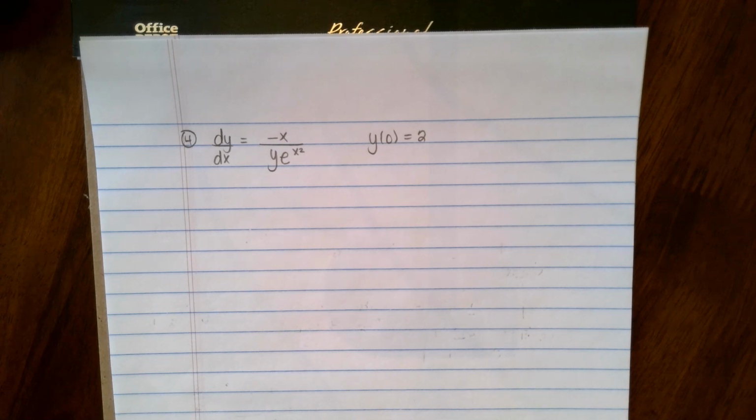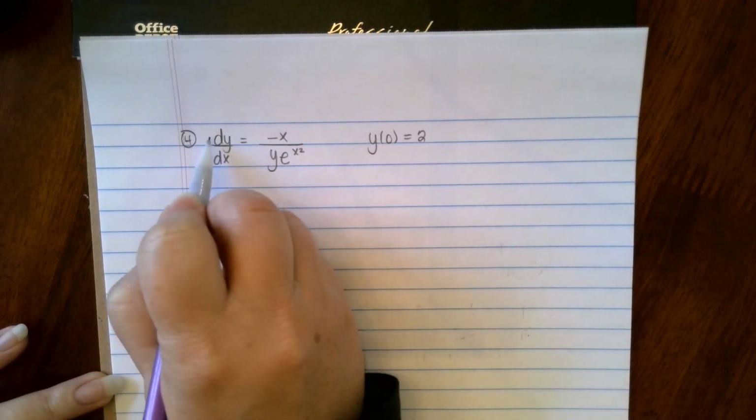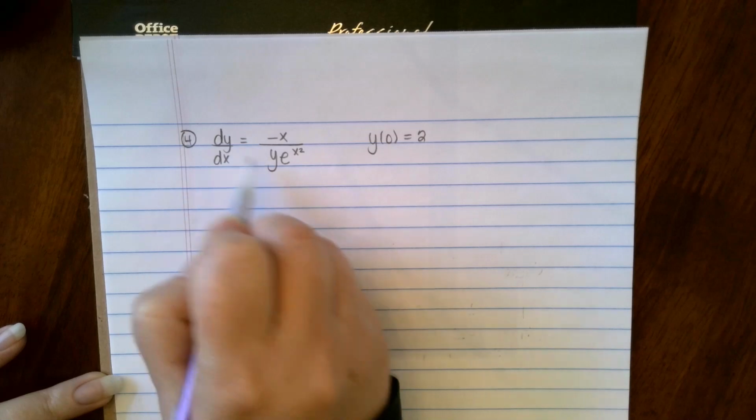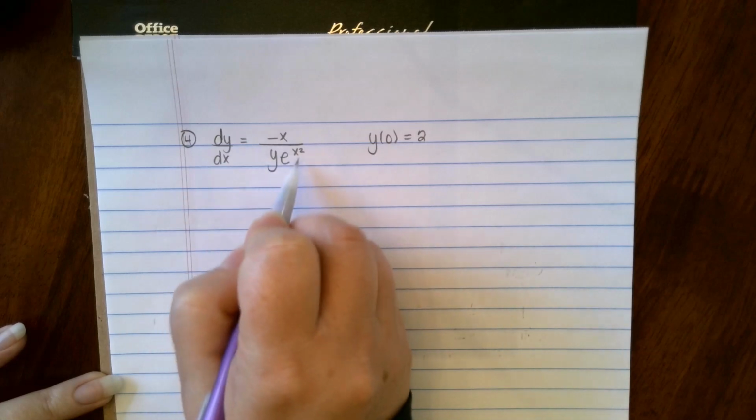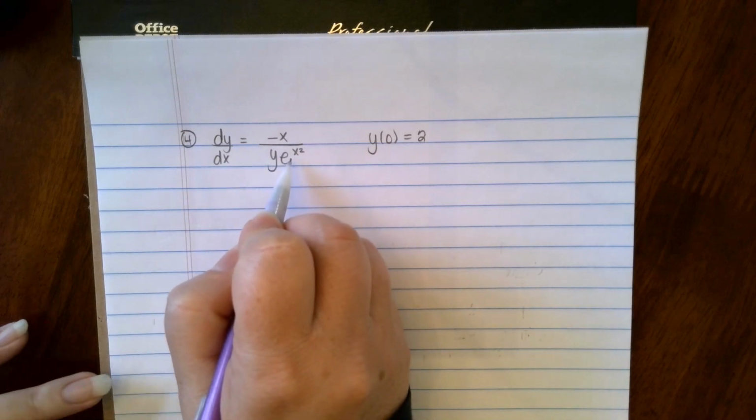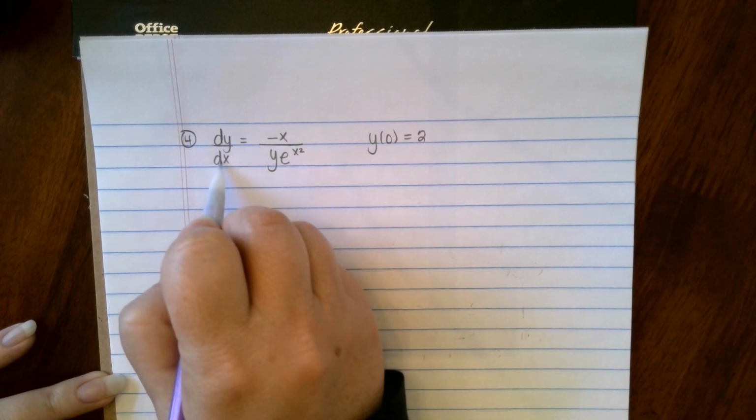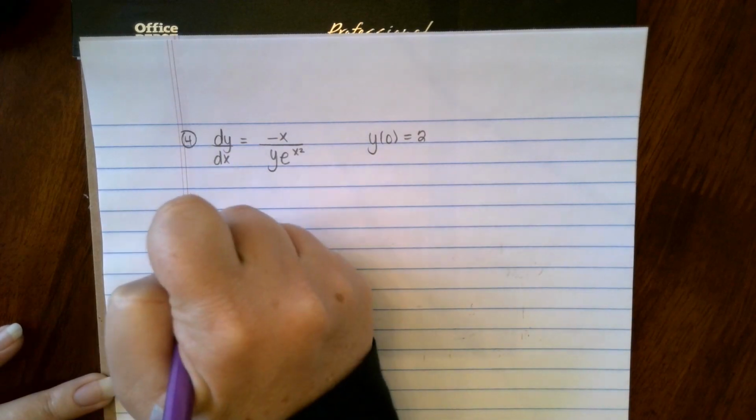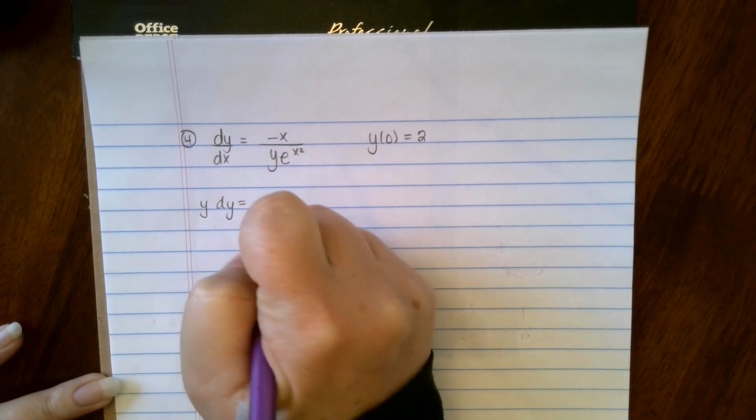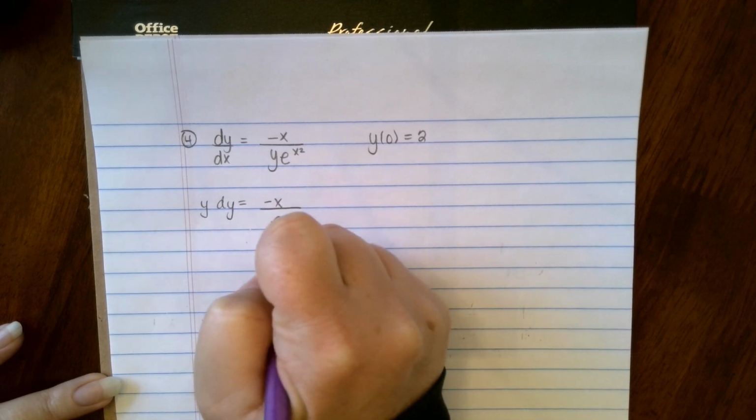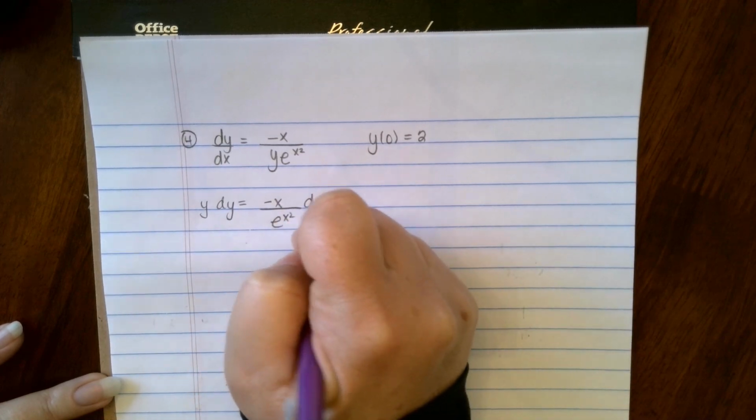All right, so to get the y's with the dy, I have to multiply by this y over here. It's kind of like cross-multiplying, but I'm not going to cross-multiply this because it's an x. I'm just going to leave it right there. So I'm going to multiply the y over here, and the dx over here. I get y dy is equal to negative x over e to the x squared dx.